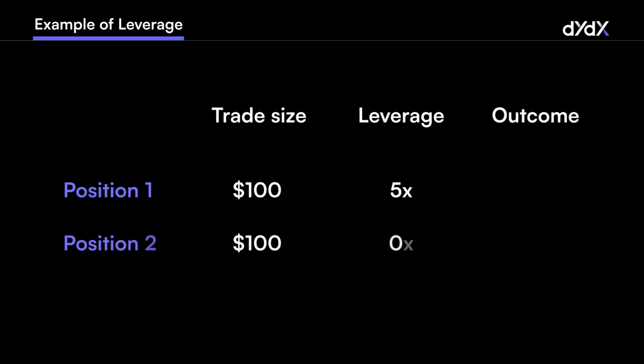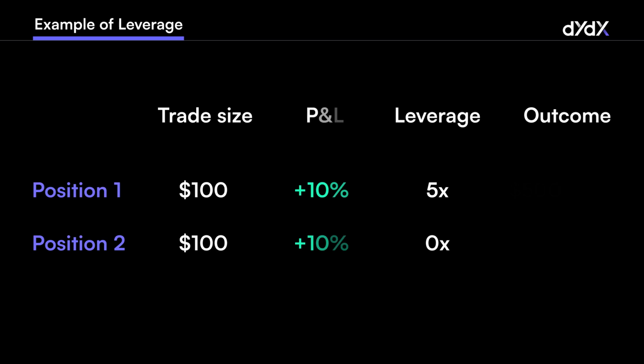But why would a trader even choose to do this? The answer is because it amplifies the outcome of the trade. If the market moves 10% in a favorable direction, the profit isn't just $10 on a $100 position, it's $50 on a $500 position, which is a 50% return on the original capital. But of course, the same works in reverse. A 10% drop would mean a $50 loss and result in the trader losing half of their original balance.